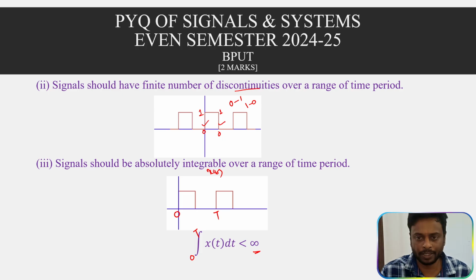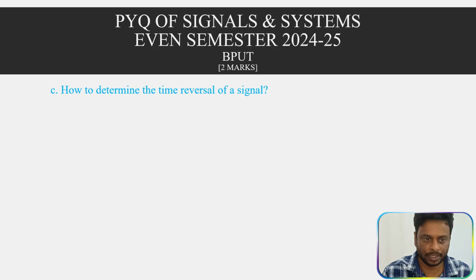So actually, the Dirichlet conditions give the existence of Fourier series. There are three conditions. So you need to write down the three conditions. Third question is: how to determine the time reversal of a signal.